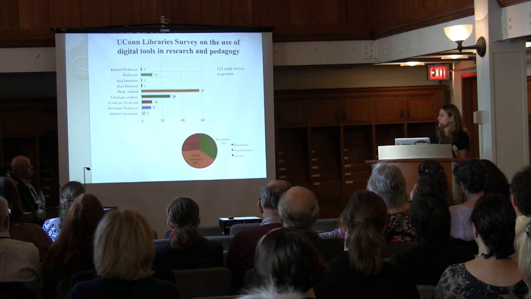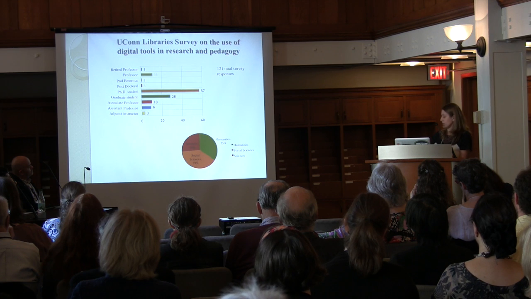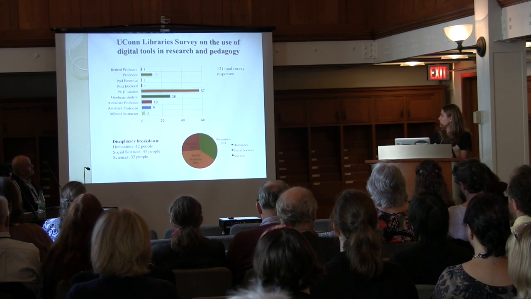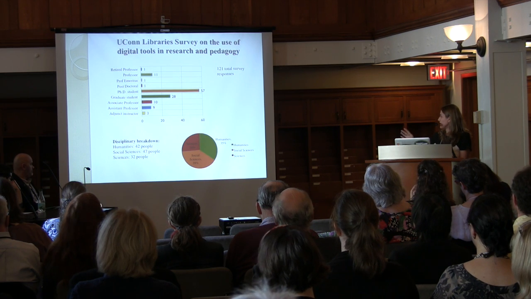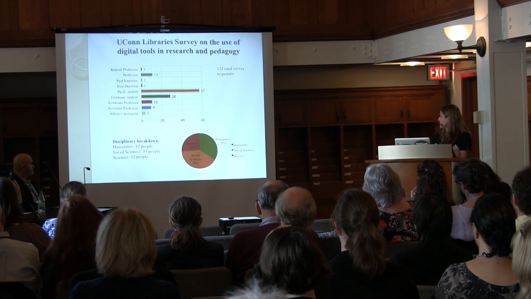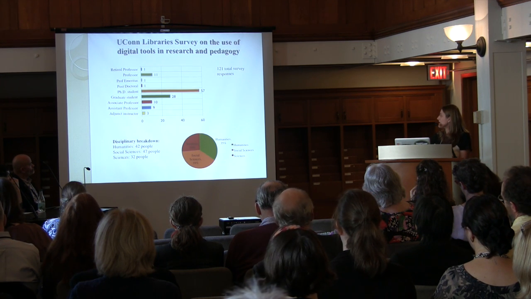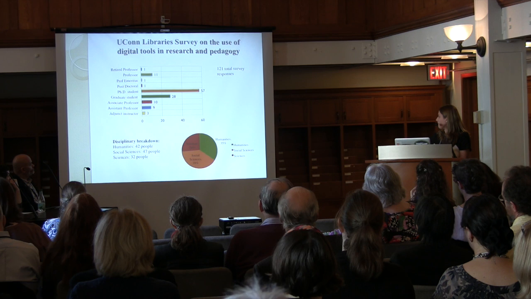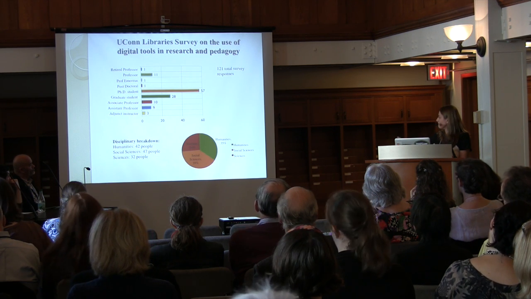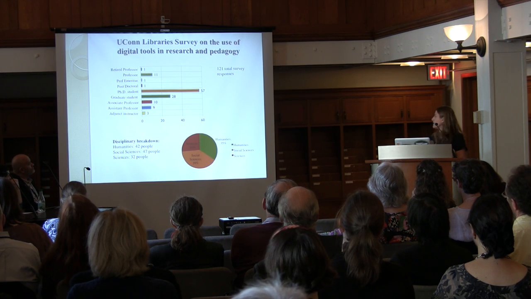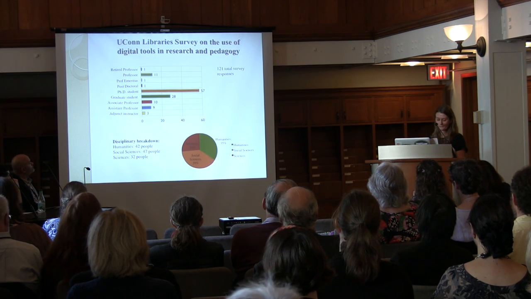You'll also see that we broke this down by disciplines, and so social sciences represented 39% of the respondents, or 47 people, humanities 42 persons, and sciences 32. So it was fairly even amongst the disciplines, fairly well distributed.